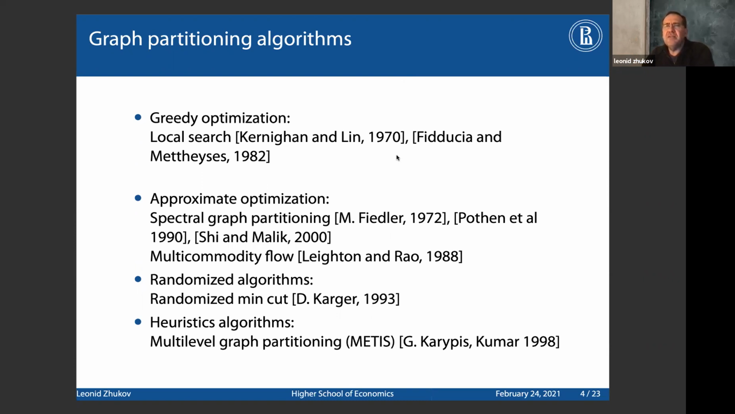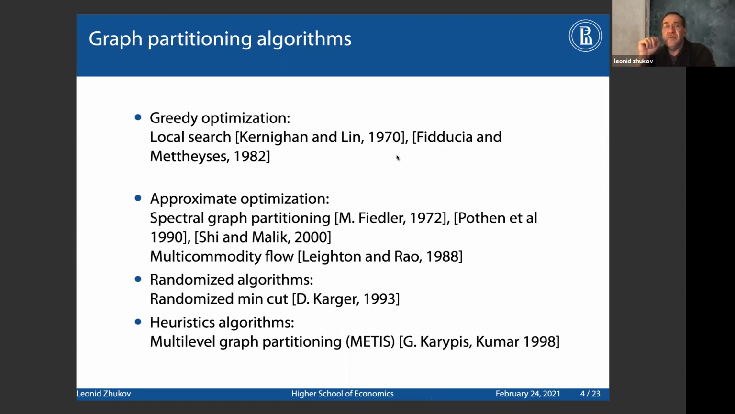We're not going to talk about it. It's typically not used a lot. It actually used to improve the solution, but not used on its own. Approximate optimization, this is what we're going to spend some time on today, and this is spectral graph partitioning. In fact, it's an extremely famous algorithm in linear algebra due to Fiedler. It has a Fiedler vector.